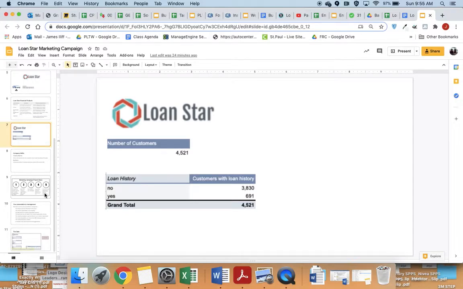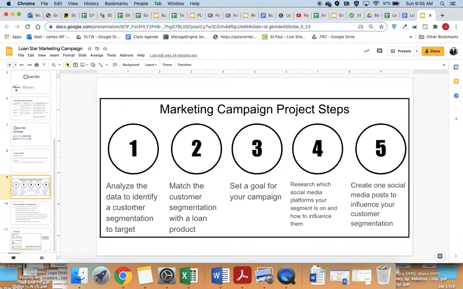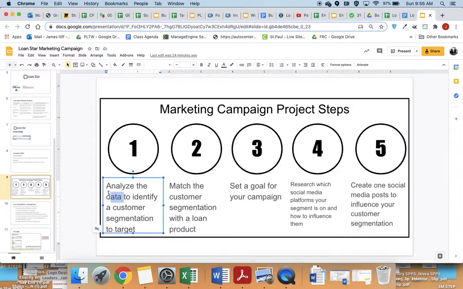So now what? What's the next step? Well, your next step is to do this. You need to, number one, analyze the data, the customer data. So Lone Star is going to give you access to all their customer data. Ooh, that's interesting. So you're going to go out and you're going to analyze all the customer data to identify a customer segment that you're going to target.